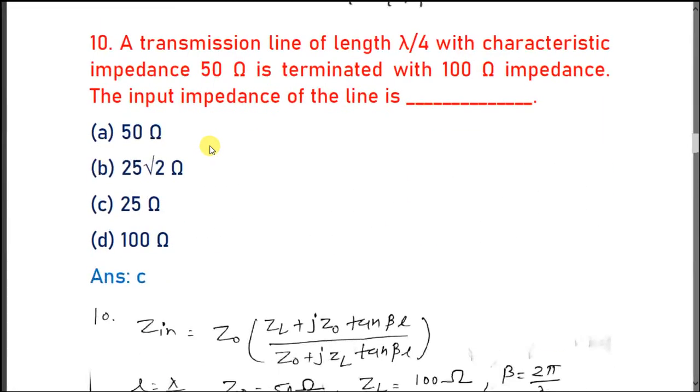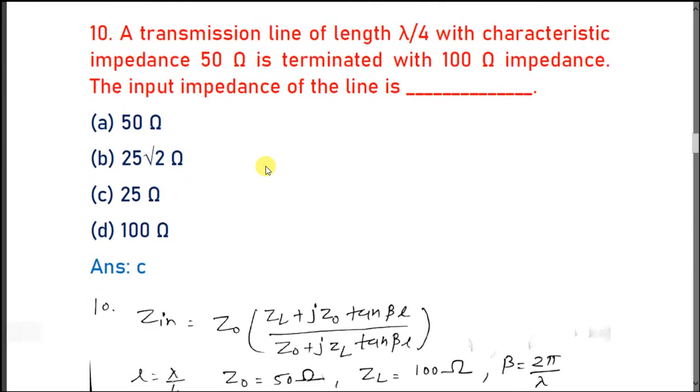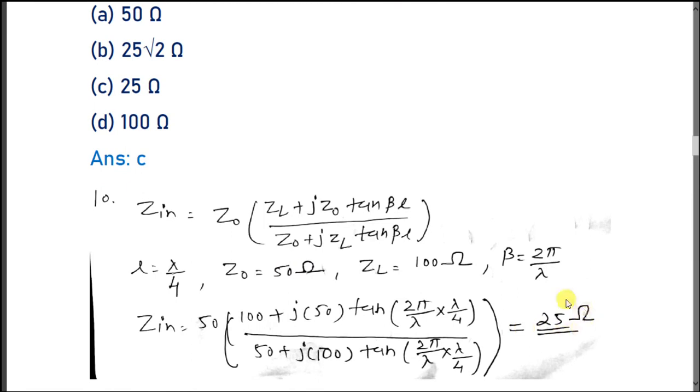Okay. The transmission line length is given as lambda by 4. Characteristic impedance ZO of 50 is given. It is terminated with a 100 ohm impedance, that is ZL. ZL is equal to 100. What is the input impedance? So this is the equation of the input impedance. Zin is equal to ZO times (ZL plus jZO tan beta L) divided by (ZO plus jZL tan beta L). You have the value of L, the length of the transmission line. You have the values of ZO, ZL, and beta is equal to 2 pi by lambda. Put all these values in the equation. You will get Zin is equal to 25 ohm. So the answer is C. Okay.